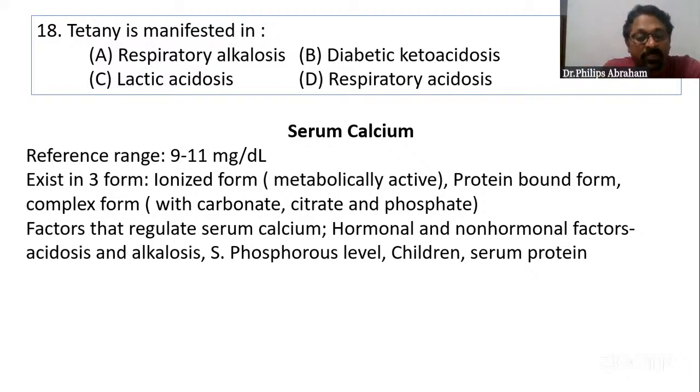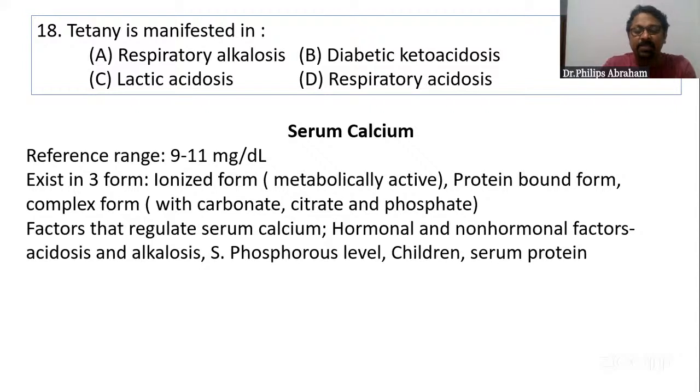Acidosis will be having plus charges. In alkalosis, the protein will be having negative charges. We earlier said that 40% of the calcium is attached to the protein. Now, in alkalosis, what happens? The number of negative charges will be more, so more calcium will be getting attached to it.